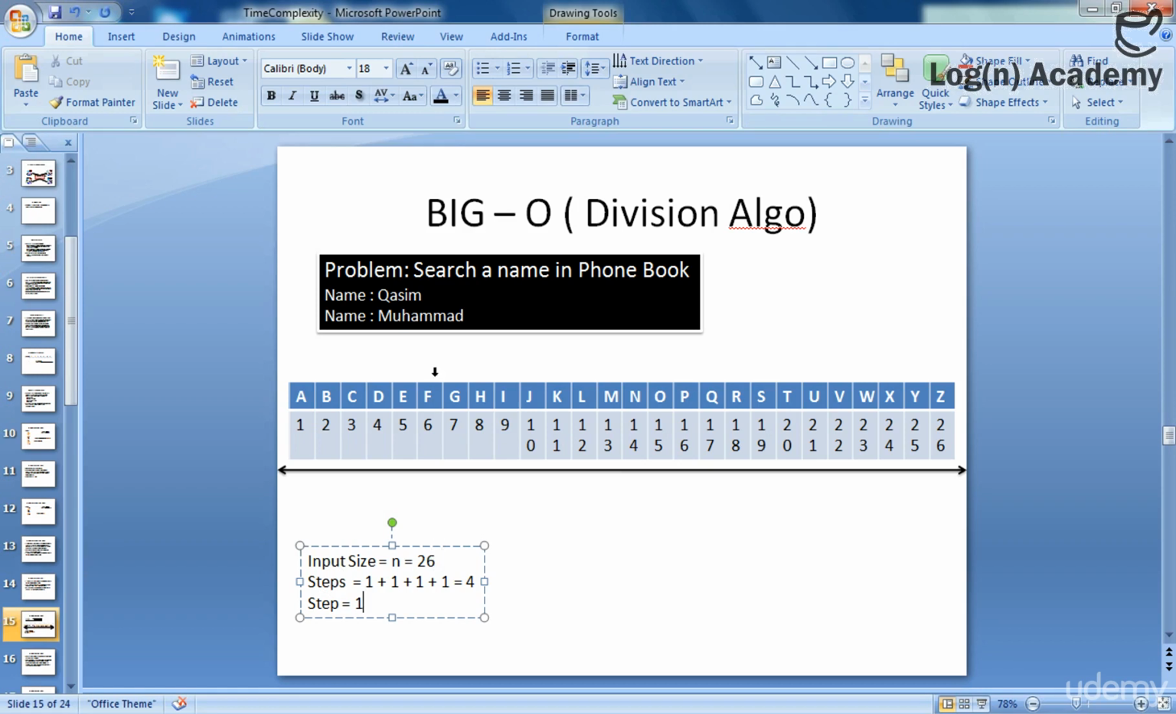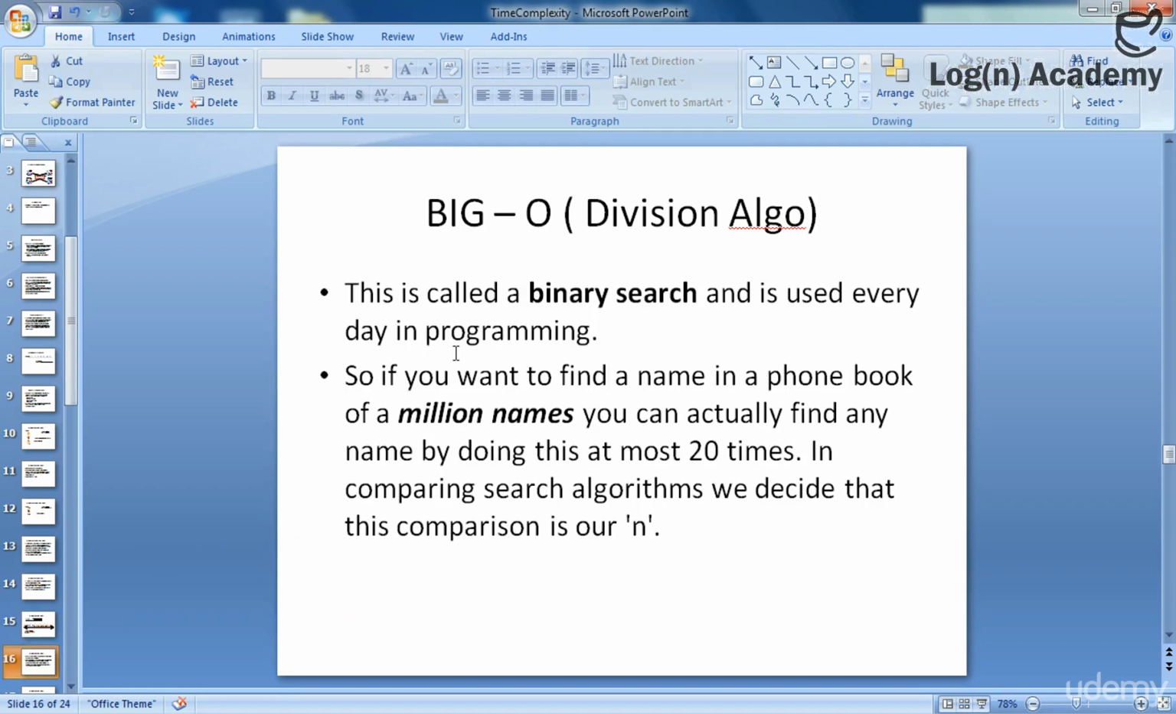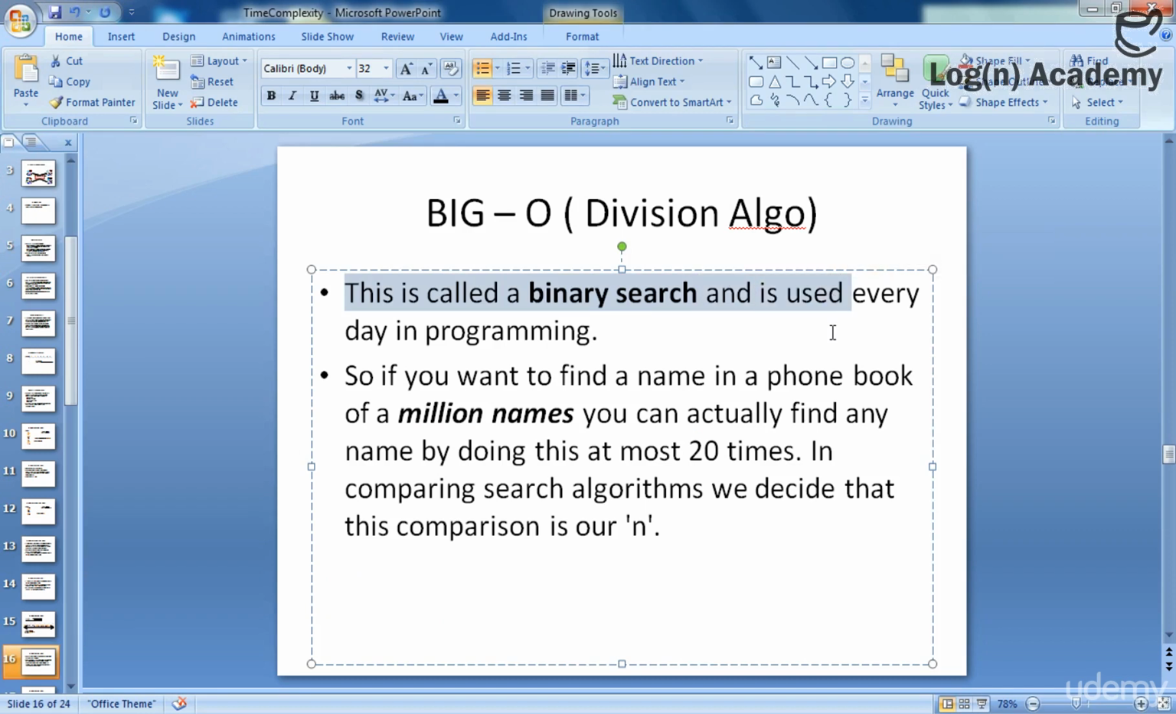As you saw, finding Qasim, the strategy took 4 steps, and finding Muhammad, the strategy took just one step. This is called binary search. We used the binary search strategy. We will look into search in depth when we talk about trees, so don't worry about what binary search is. Just remember that it's called binary search.